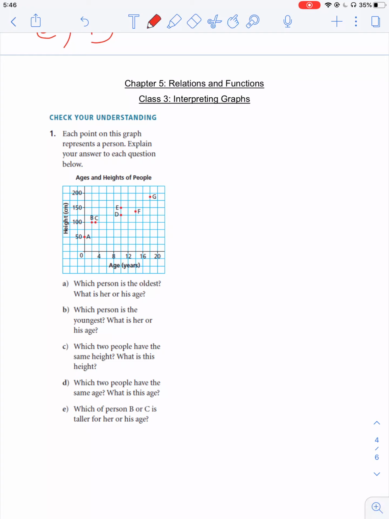So here we have each point on this graph represents a person. Explain your answer to each question below. So your X is age and your Y, right? So this is your Y. This is your X, okay? Y is the height. So, which person is the oldest? What is her age? So, I would go, right? Age is X, so the highest X value is G, okay? So, the point G has the highest X value, I should say.